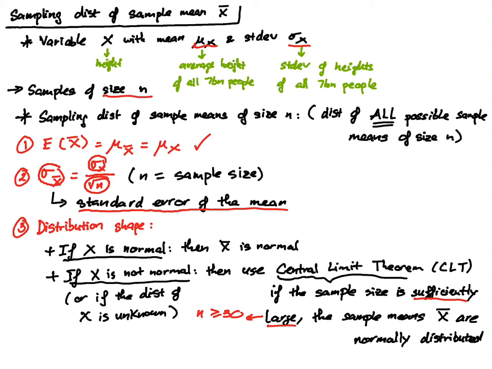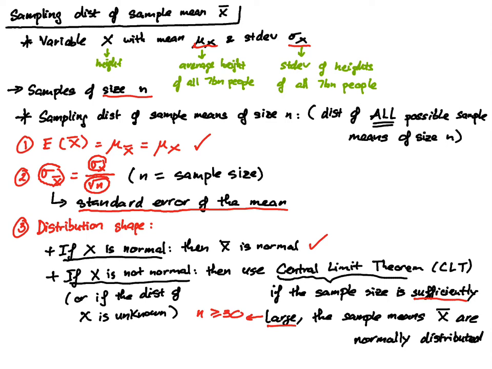Now, when it comes to the distribution shape, if we know that the underlying variable x is normally distributed, then the sample means x bar are normally distributed. If we know that the underlying variable x is not normally distributed, or if the distribution of x is not known, then we use the central limit theorem, which states that if the sample size is sufficiently large, then the sample means are normally distributed. And by sufficiently large, we're talking about a sample size of greater than or equal to 30.